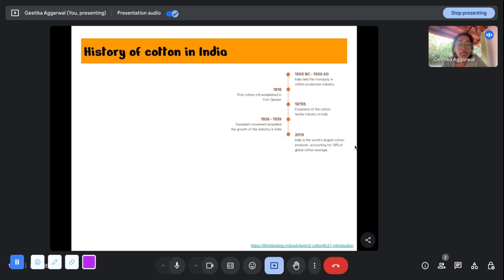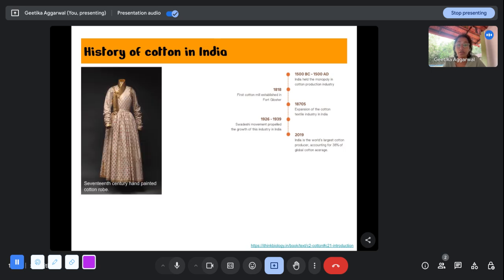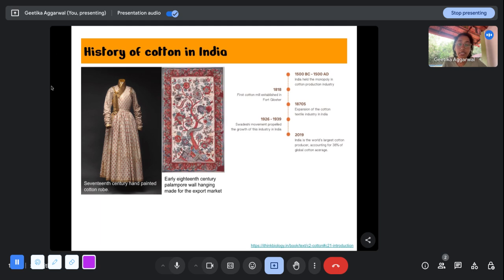And then in 2019, India is still the world's largest cotton producer, accounting for 38% of global cotton. Here you can see a very old hand painted cotton robe which comes from the 17th century. You can see how delicate it is, and the amount of handiwork and effort that goes into making such an outfit is so much. So India used to produce very high quality cotton textiles.